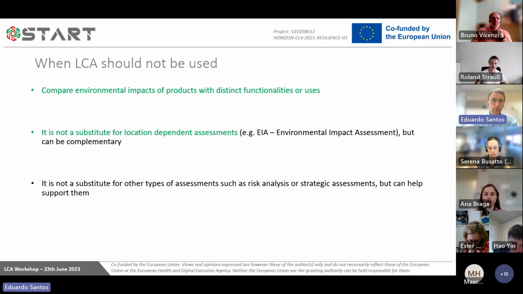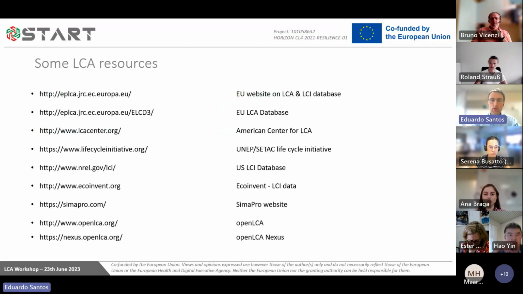So it's a very small scale or medium scale and environmentally focused tool. We should not use it for a sector-wide or a very big scale, because it doesn't work well in those cases. So I'll leave you with some LCA resources, some links that you may want to consult later on. We can share these slides, of course.